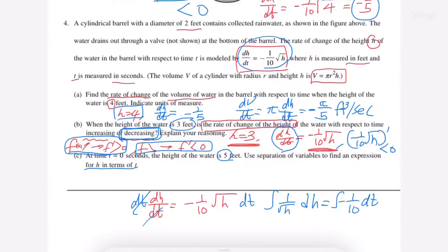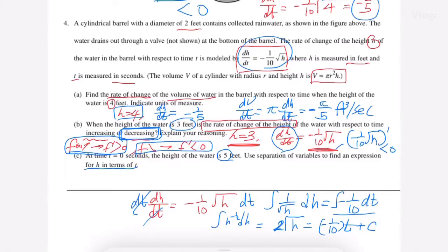What is the integral of 1 over radical h? That is h to the negative 1/2 power, right? The integral of h to the negative 1/2 dh is equal to 1 over negative 1/2 plus 1, which is 2 h to the negative 1/2 plus 1/2 power, so 2 root h. Got it, right? That is equal to the integral of negative 1 over 10 dt, which is negative t over 10, plus c.